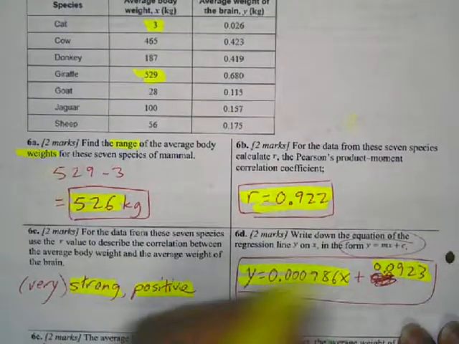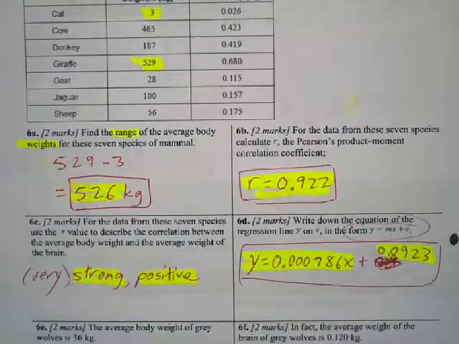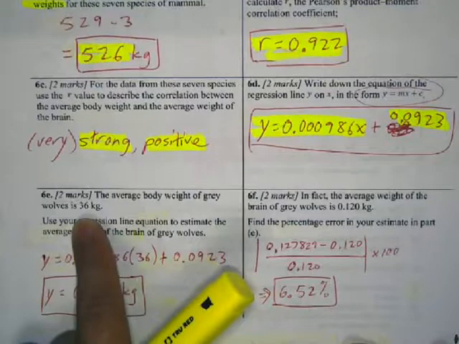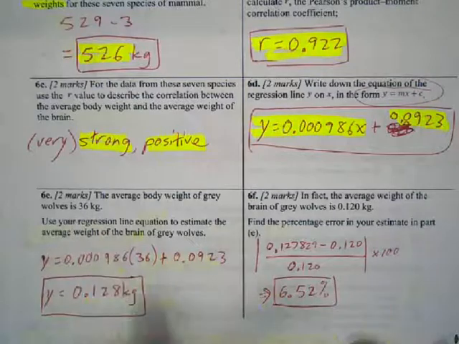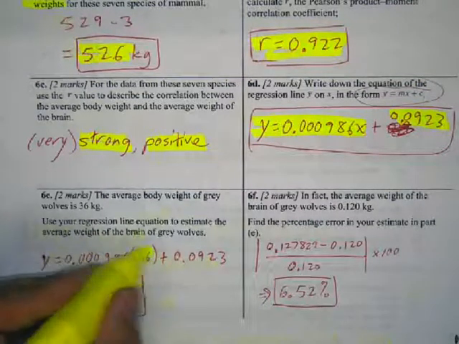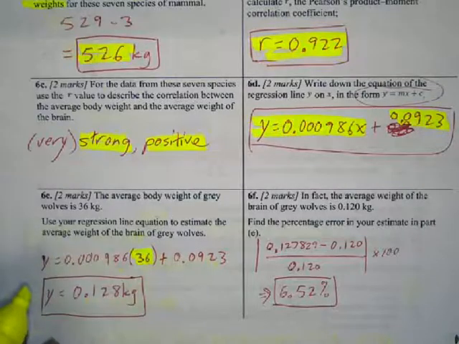And then an average body weight of a wolf is 36 kilograms. So what do you expect the weight of their brain to be? I plug in 36 in place of X, and then I get this value here.